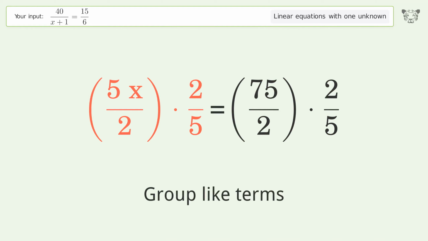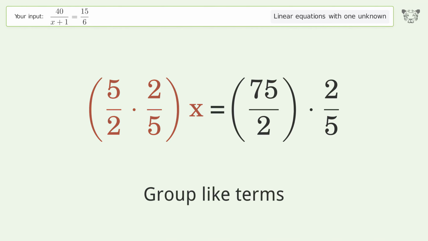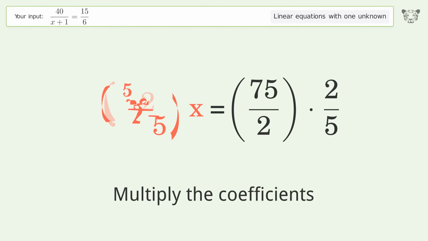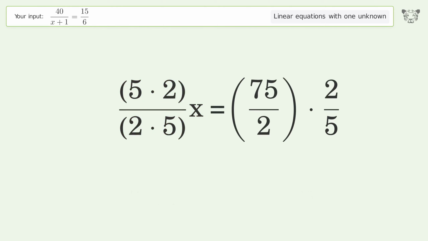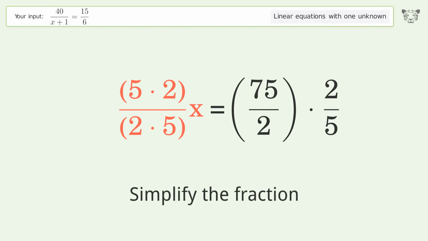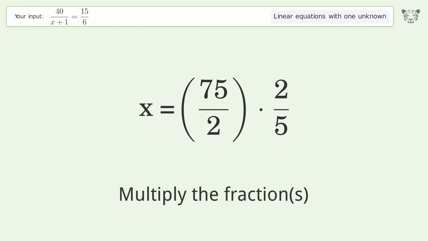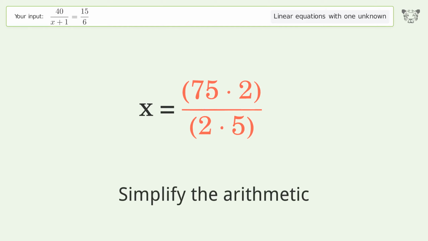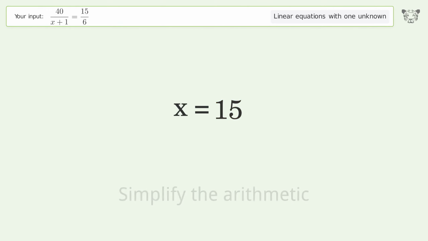Group like terms. Multiply the coefficients. Simplify the fraction. Multiply the fractions. Simplify the arithmetic. And so the final result is x equals 15.